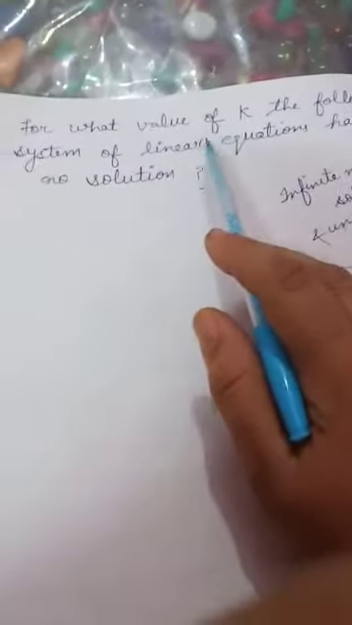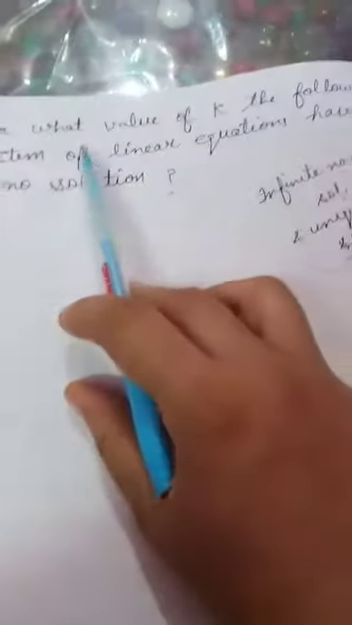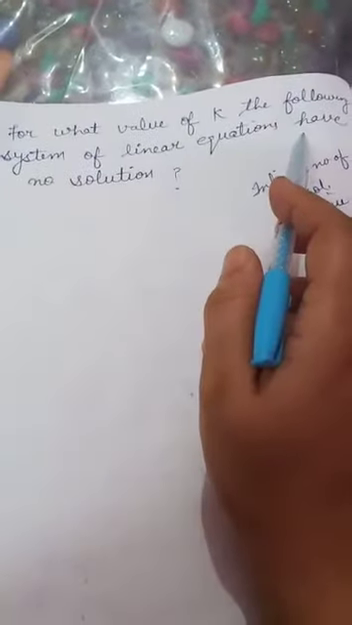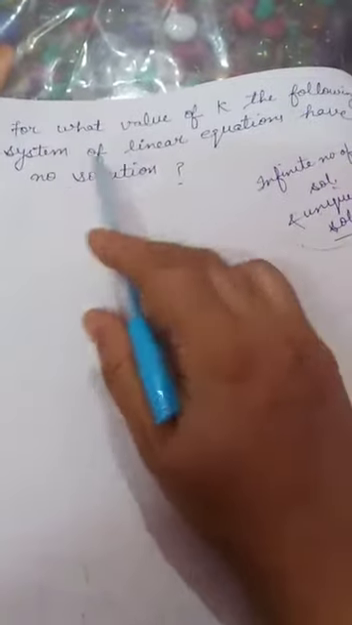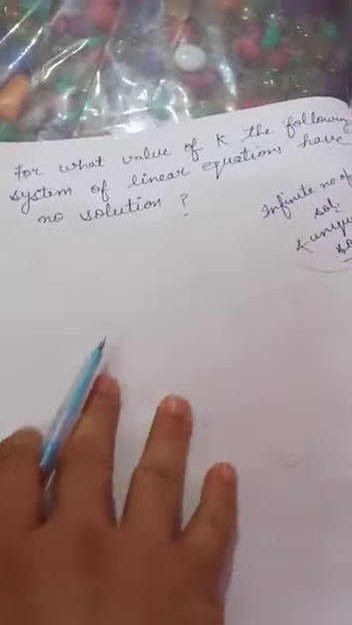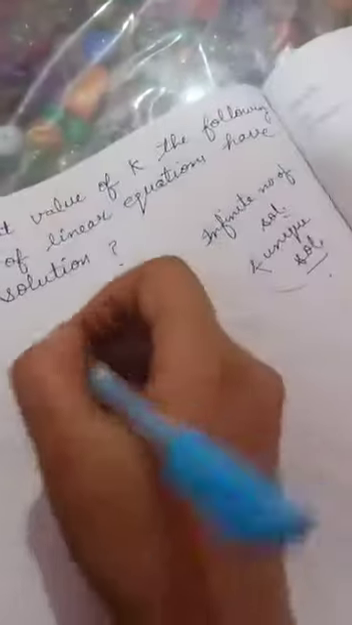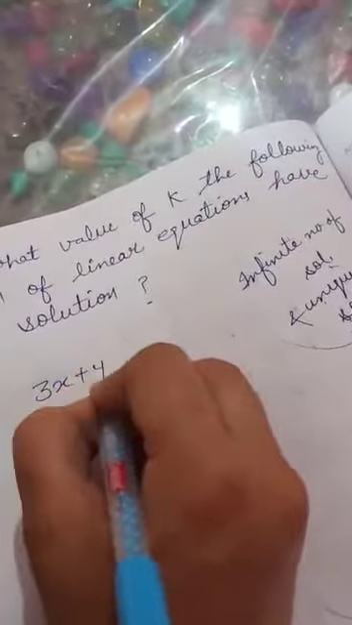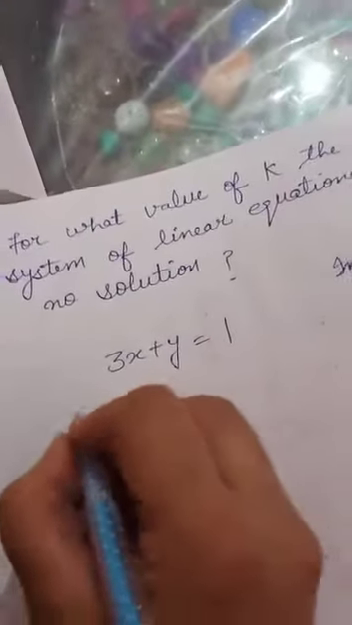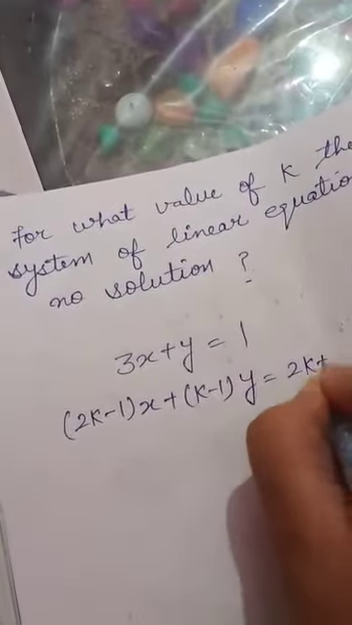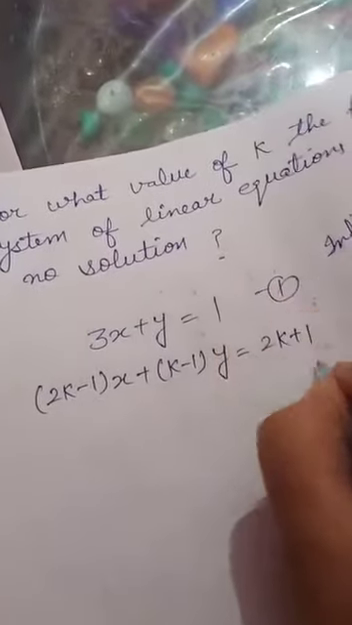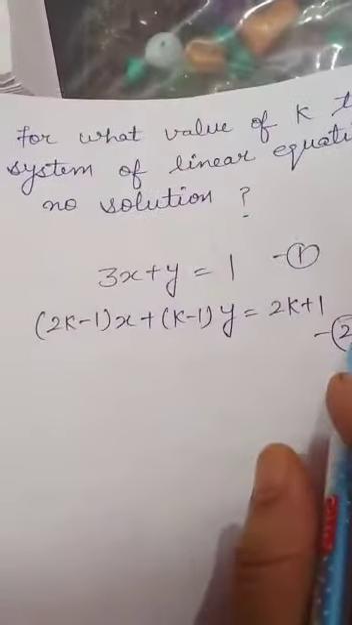Now we want to find the value of k for the following system of linear equations that has no solution. So what is the condition for no solution? Let's take one example. I am going to take two equations. 3x plus y is equal to 1, and the second one is (2k minus 1) into x plus (k minus 1) into y is equal to 2k plus 1. First equation is this and second equation is this.